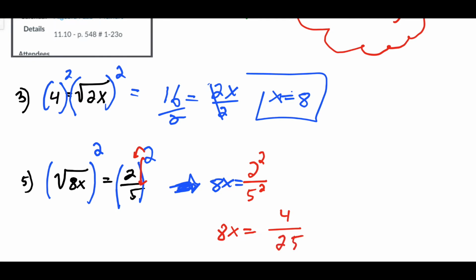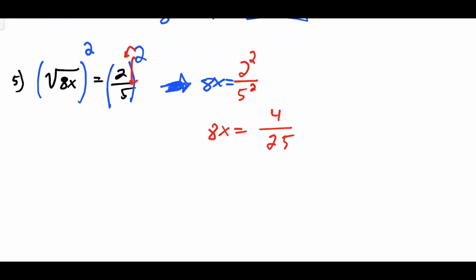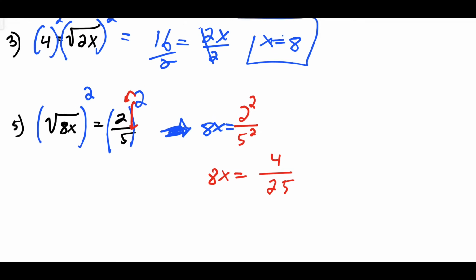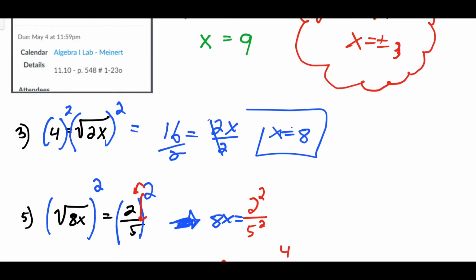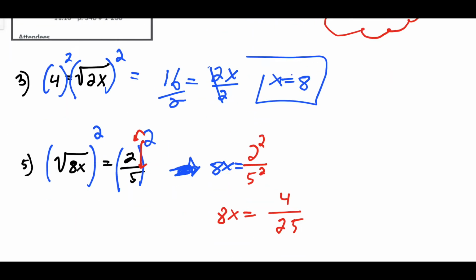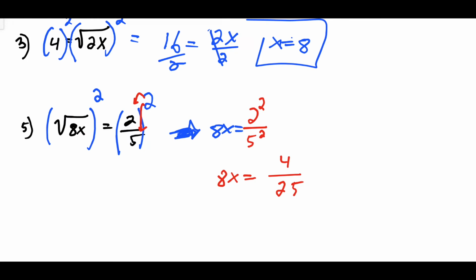All right, so now we got to isolate. What are we trying to get by itself? Yeah, but that's kind of weird. So go ahead and do that. Okay, so wait, I'll show you 2 ways of doing it. Let me write that down. So I got 8x equals 4 over 25. So we'll do method 1, and then method 2.